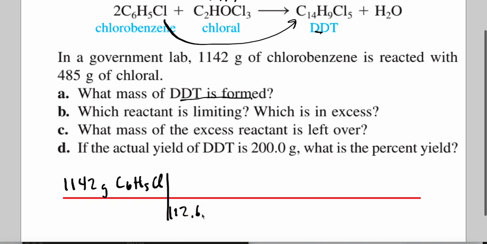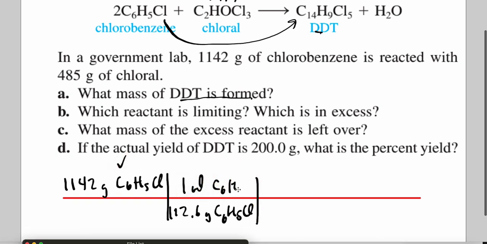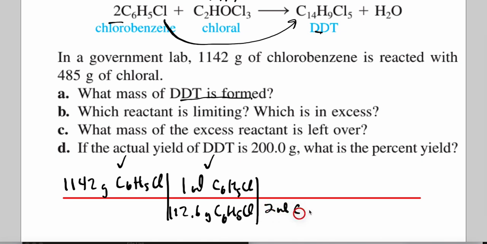So I put that right there, grams of C6H5Cl. Because if I have grams here, the tile that goes here is molar mass. 1 mole C6H5Cl. Now, at that point, we know that there's moles in the upper part of the grid, so it's time to use our ratio, 2 to 1. So 2 moles of C6H5Cl equals 1 mole of DDT, which is going to be C14H9Cl5. See how I'm writing all the labels?